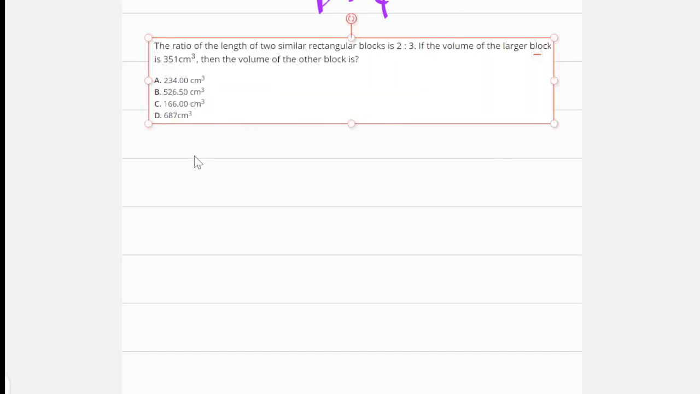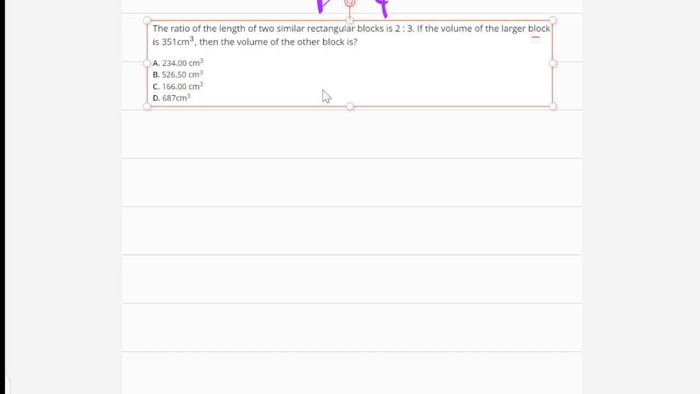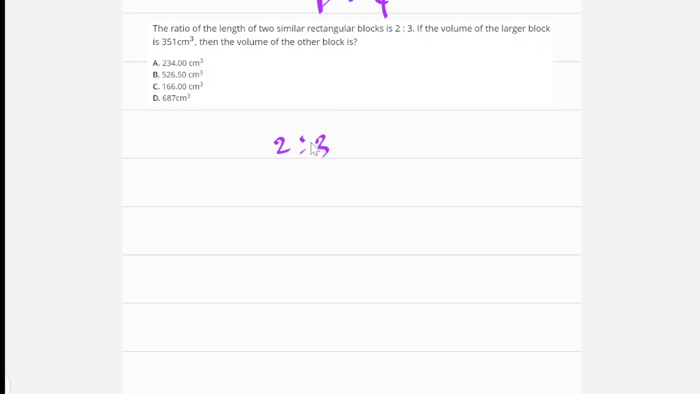So, the ratio of the length of two similar rectangular blocks is 2:3. Their ratio is 2:3. If the volume of the larger block is 351, it means the larger block will be this, then the volume of the other block is this. So this is just ratio. You find their common ratio. What is their common ratio? Their common ratio will be 2 plus 3, which is equal to 5. It means since I know the volume of the larger one, I hope you understand now.